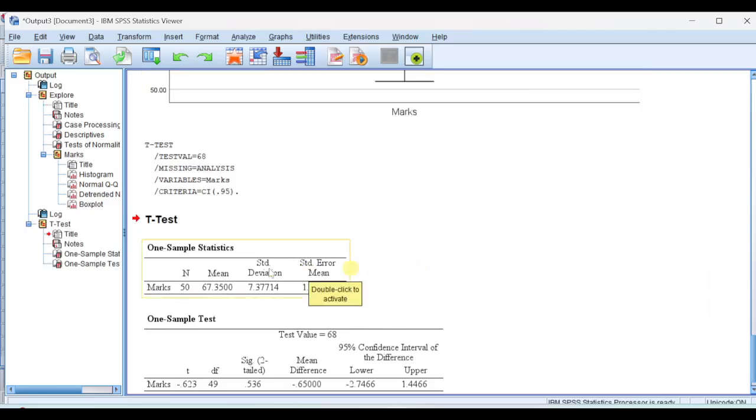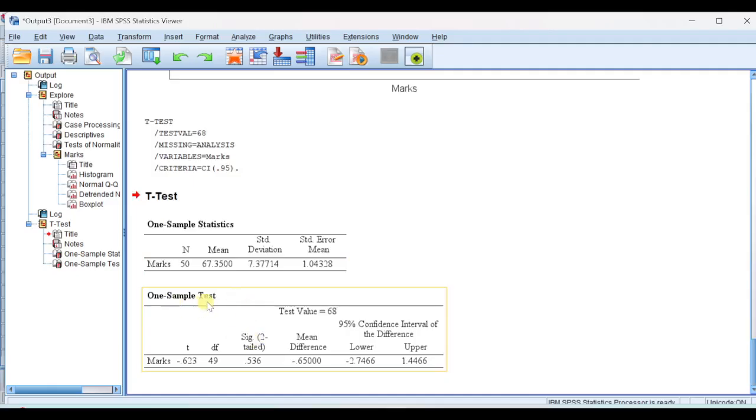So now you see here the mean in case of my sample, which is 50, is 65.35. Standard deviation is 7.37. One sample t-test. So you see here the value of t is minus 0.623. Degrees of freedom is 49. That is n minus 1, the total sample size minus 1. 50 minus 1 is 49.